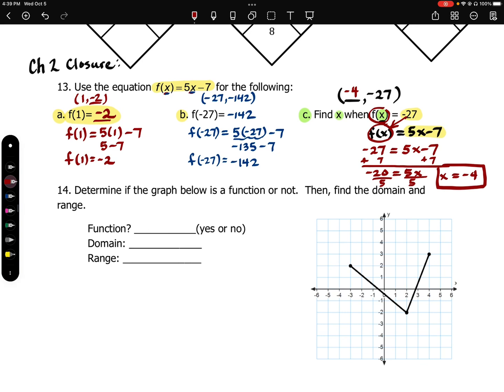So remember, A and B are both given inputs, C is given outputs. If you have additional questions on that one, please make sure you ask in class or go to Math Help.